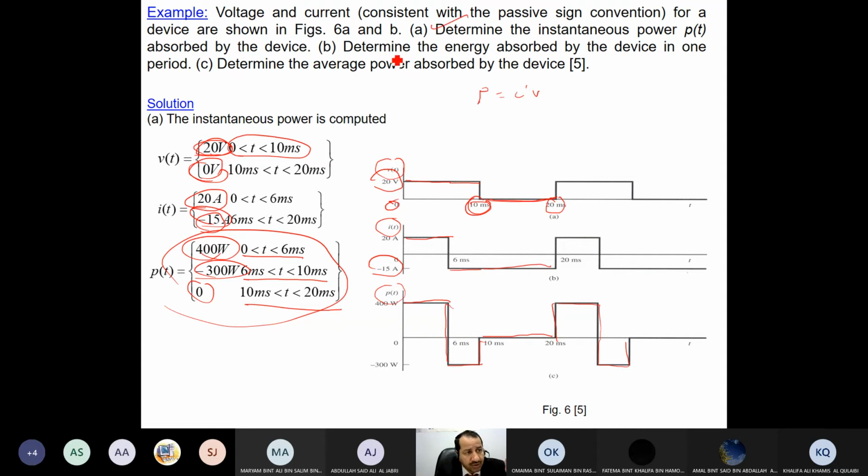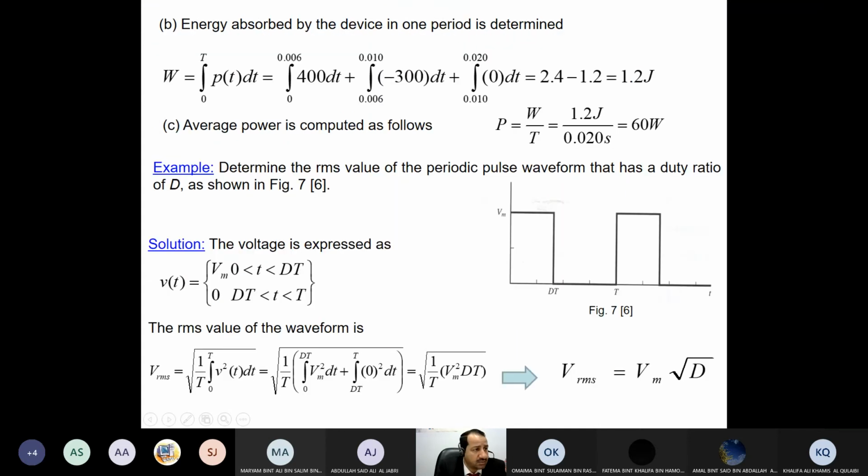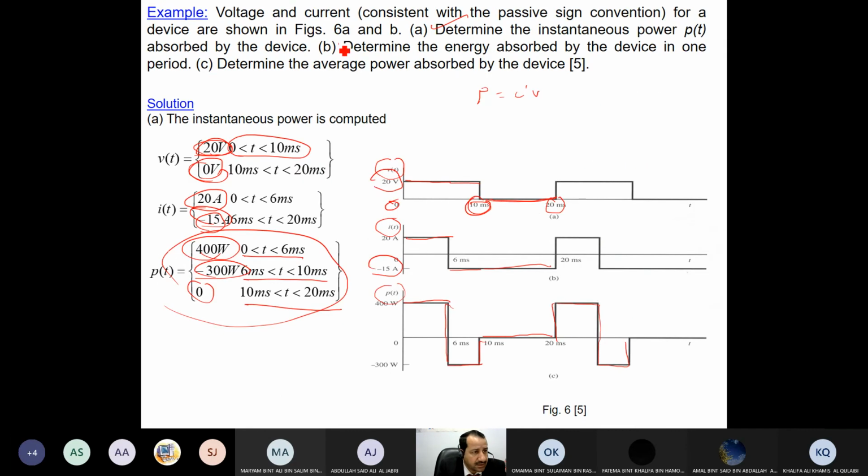The second one, he asked me to determine the energy absorbed by the device in one period. Energy is the integration of power with respect to time. According to the waveform or the formula in the previous slide, I will integrate the power from 0 to 0.6, which is 400, and from 0.6 to 10, which is minus 300, and from 10 to 20, which is zero. It's very easy. Direct substitution. I got the second one.